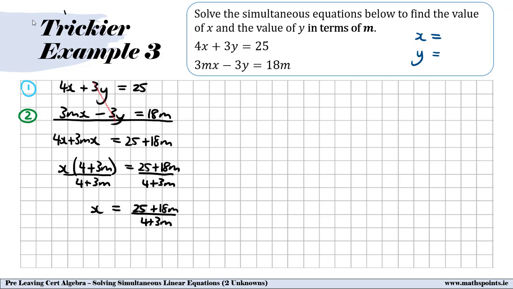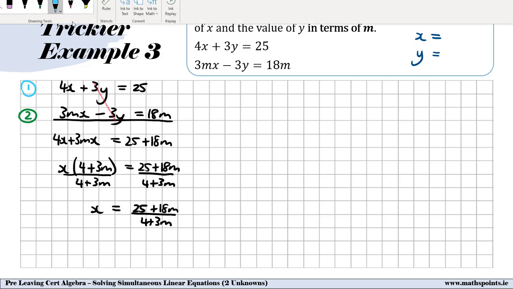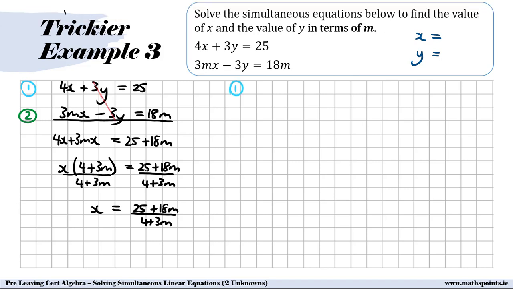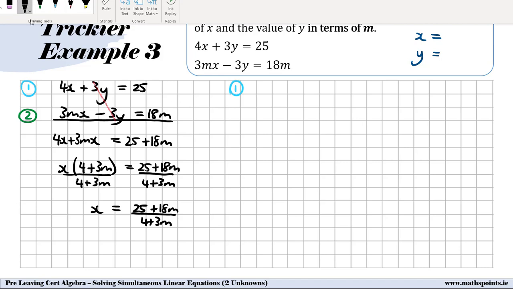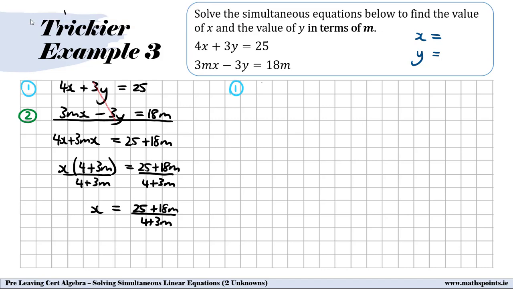What we did in the previous examples, we subbed the x value back into equation 1 or 2. So I'm going to sub it back into equation 1. Let's write down equation 1, and we're going to replace the x value with the value that we've just found, 25 plus 18m over 4 plus 3m. So I'll write down the equation first of all, 4x plus 3y equals 25. And then on the next line, I'm going to replace the x with 25 plus 18m over 4 plus 3m, plus the 3y equals 25.